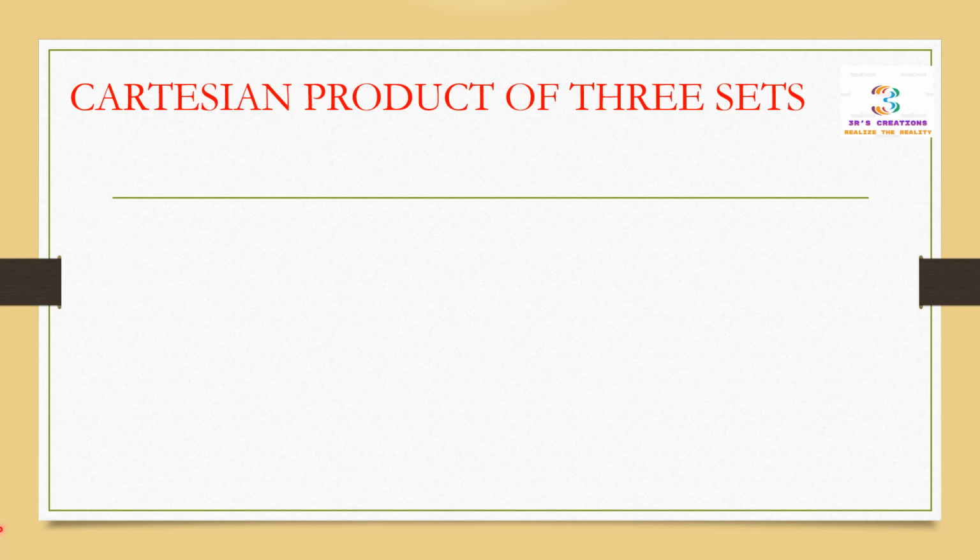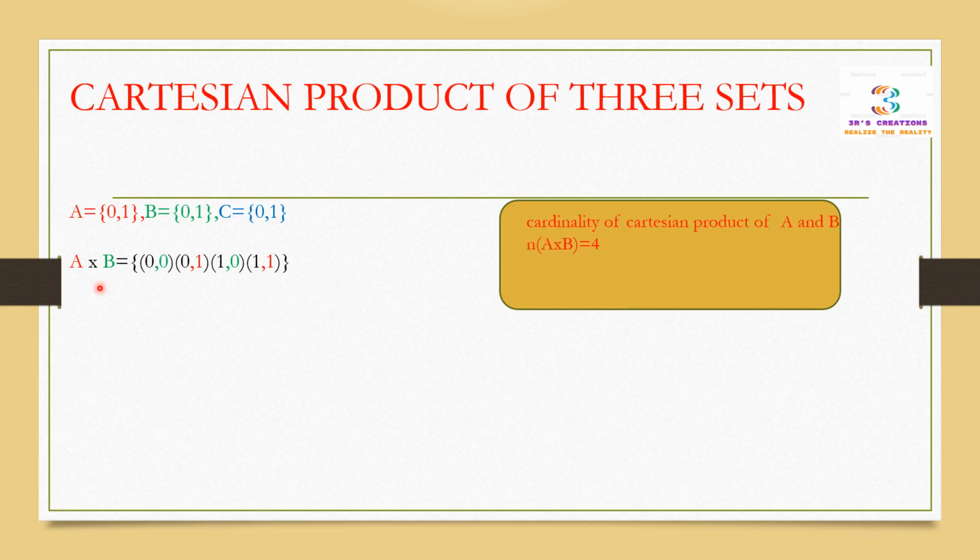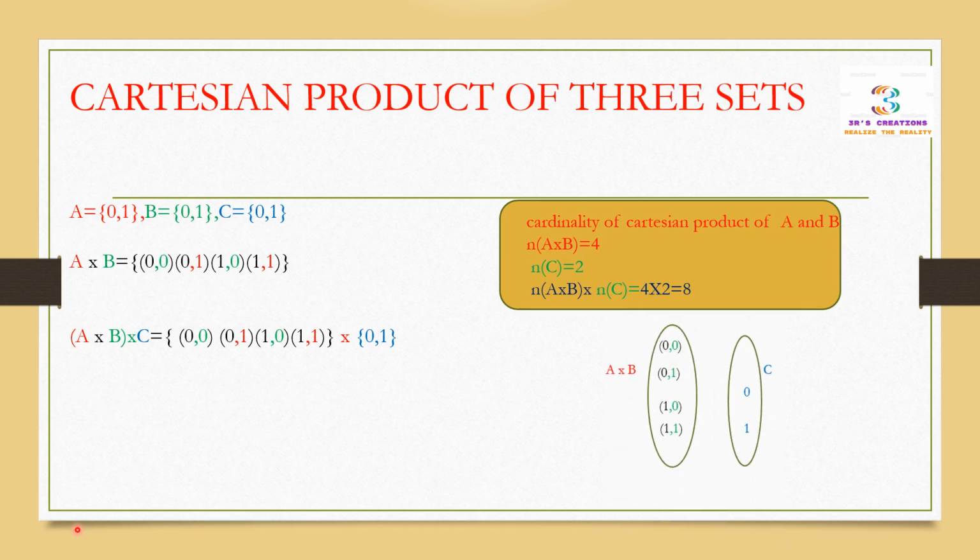Cartesian product of three sets A, B, C. Already we found the Cartesian product of A and B in the previous slide. So we got 4 ordered pairs. So the cardinality of A cross B has to be multiplied with the cardinality of C to find the possible outcomes. n of A cross B is 4, n of C is 2. So we have 8 ordered elements. It is A cross B cross C, with A cross B equal to (0,0), (0,1), (1,0), (1,1), and set C is 0, 1, which is represented in an arrow diagram.